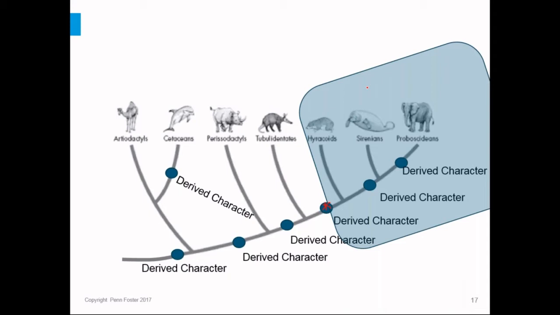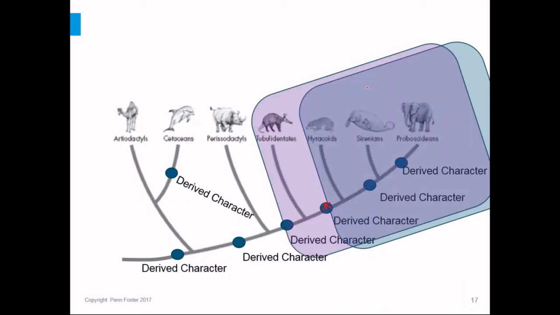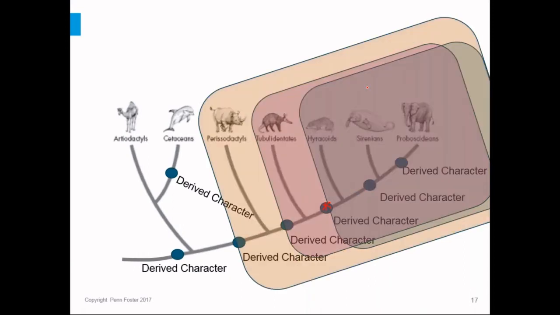We can go back to an earlier node and show an even bigger clade, and earlier and show an even bigger clade. Each node gives an even bigger clade because it's all inclusive. Everything from that point to the right is part of the clade.